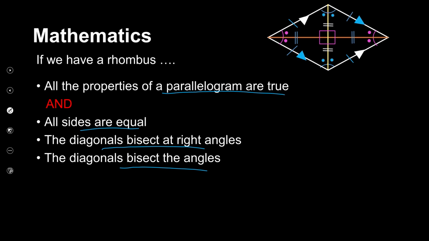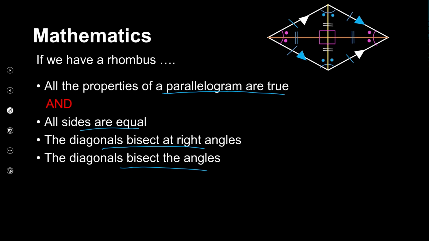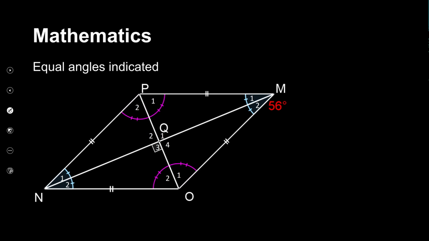So just remember, they told us that PMO is 56 degrees. So this whole angle is 56. It therefore makes this half of 56 and this half of 56. So this will be 28 degrees and that will be 28 degrees.